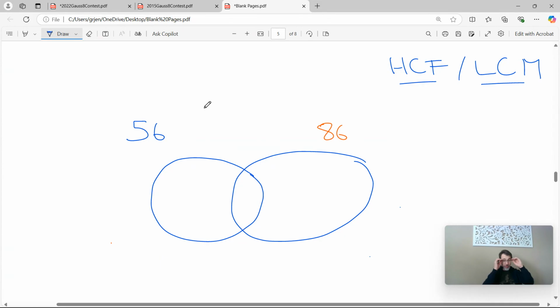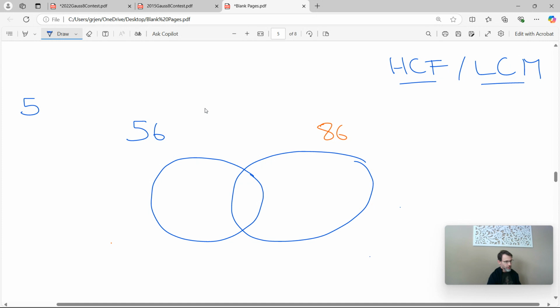I was asked in the community about the Venn diagram method of finding the highest common factor and lowest common multiple. This is a really great trick to keep your thinking about HCF and LCM clear and to deepen your understanding of numbers. You don't have to do it this way, but many of our students do. So I'll give you a rundown of this. The student asked about finding the highest common factor and lowest common multiple of 56 and 86.